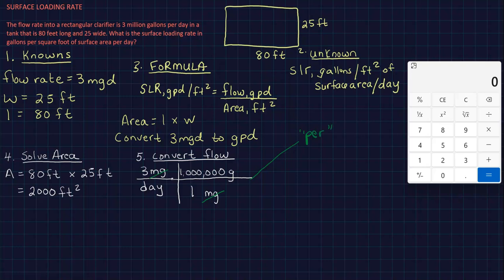Okay? So now we have the proper units. Now we just have to do the math. So what does this equal? Well, let's go to our calculator. 3 times 1 million, 1, 2, 3, 4, 5, 6 zeros, equals 3 million gallons per day.